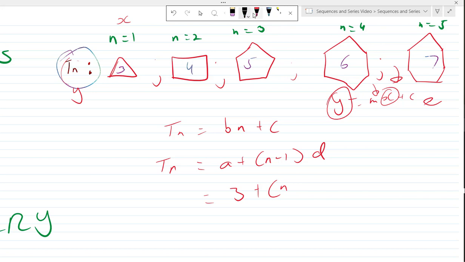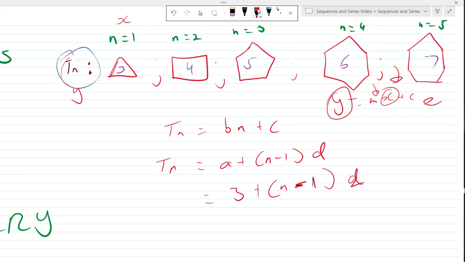When they say find the nth term, then you're going to leave n. There's nothing that you substitute for n. N minus 1 multiplied by d. D is basically the common difference, the difference that you get when you take the number to the right and you subtract it from the number directly to the left of it.